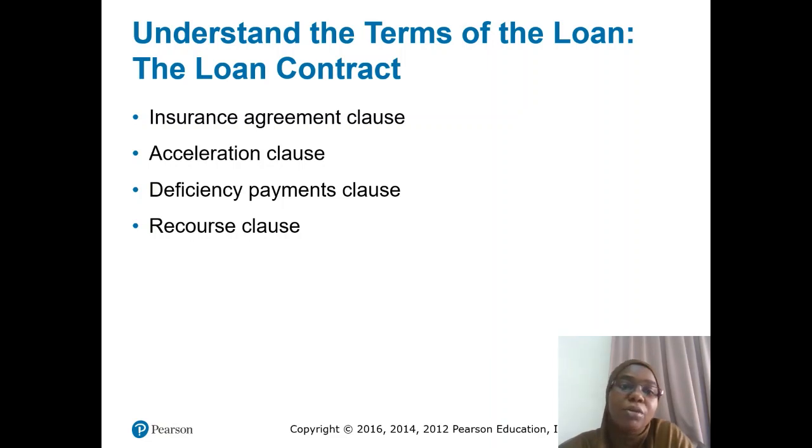Then the second one is the acceleration clause. Another one you should know is the acceleration clause, and this states that if you miss the payment, then the entire loan becomes due immediately. They don't want you to default at all. So at all costs, you have to always ensure that you pay as at when the loan is due for payment. Once you fail, then automatically the loan becomes due.